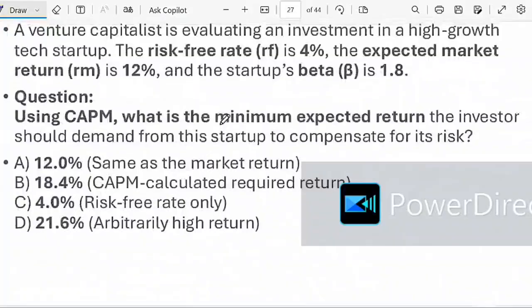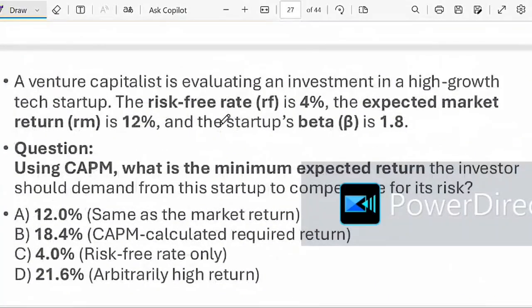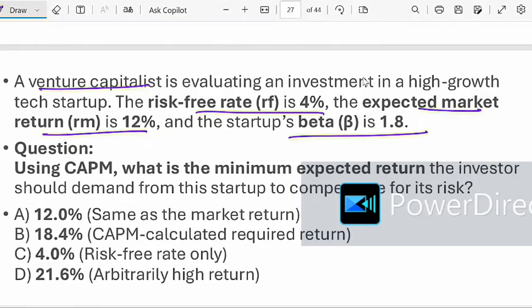Now friends, let's come to CAPM. CAPM formula we will apply in this case. So what is happening here? Imagine that you are a venture capitalist, someone who invests in risky startups, and you are hoping for a return. So here you can see the risk-free rate they have given is 4%, expected market return is 12%, and beta value they have given is 1.8. So using CAPM, what return should you demand from this startup to compensate for its risk?